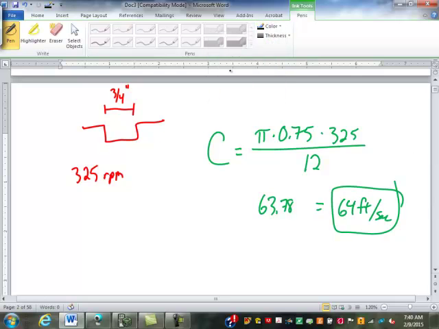Not so bad? Try it, see if it goes in right.